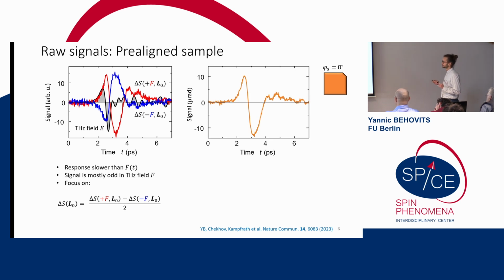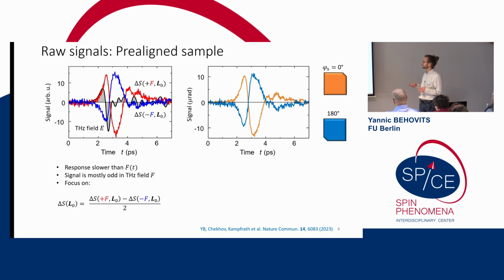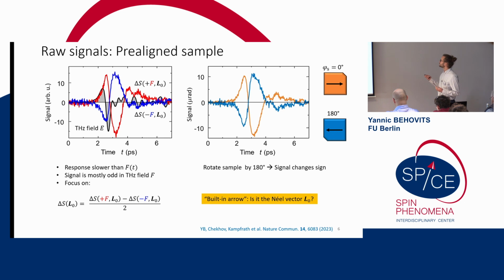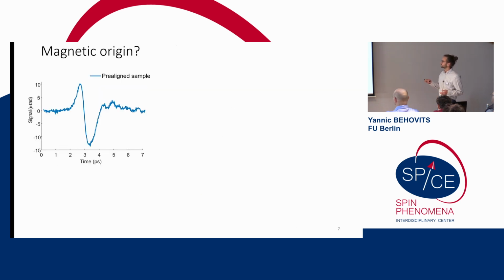This looks like this then, but now we could ask what happens when we rotate the sample. So we rotate it around the probe position. If you rotate the sample by 180 degrees, you also see that the signal changes sign. And this indicates that there seems to be some kind of arrow that you can rotate by azimuthally rotating the sample. And one question we posed then, of course, is could this arrow be the Néel vector, so the staggered magnetization here? For that, we compare different samples.